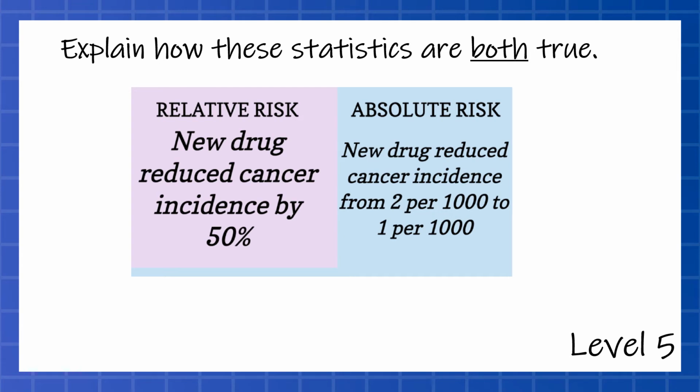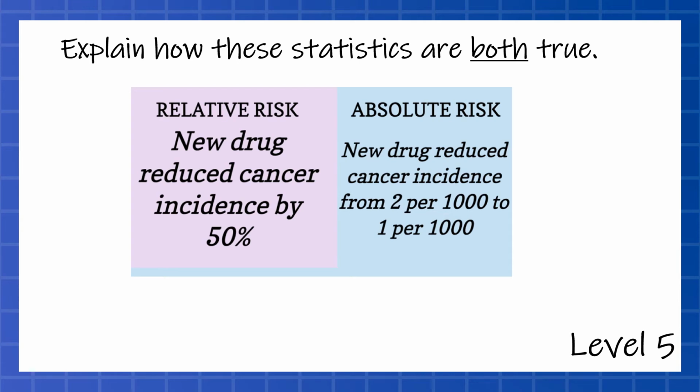Now, when we talk about statistics, it can be very easy to misunderstand what's being said. First I want to explain how these statistics are both true. We could say that a new drug reduced cancer incidence by 50%, and that sounds amazing, and it is, right? That's awesome. Does that mean everybody should go get that drug and it should be required for everybody? Because obviously that's going to reduce cancer by 50%.